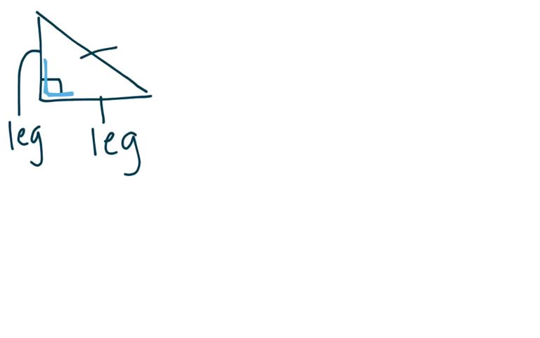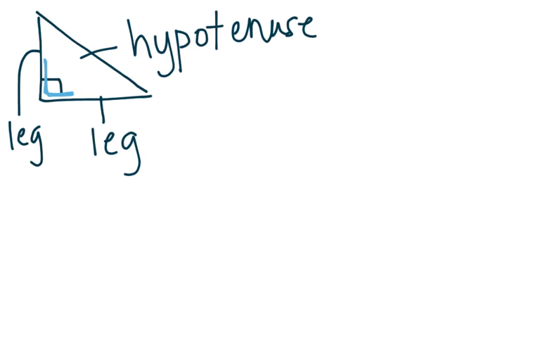And when you have right triangles, this is called a leg, and this is called a leg because they form the right angle. This is called the hypotenuse. The hypotenuse is always the longest.